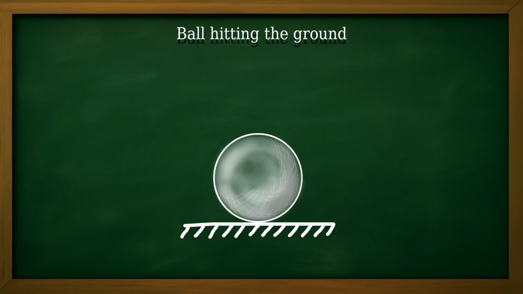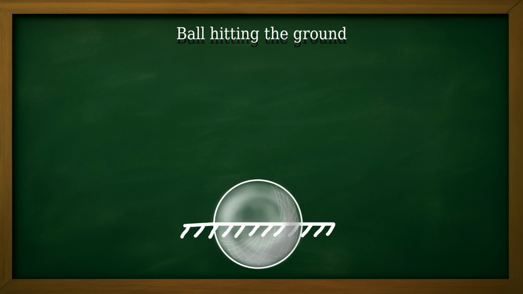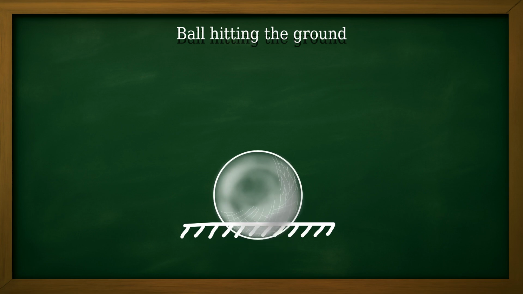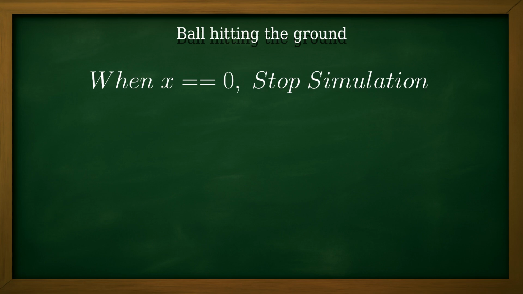But how do we know when our ball will hit the ground? Mathematically, x can take any negative or positive value. But from a physics standpoint, any x value below 0 means that our ball is below ground, which does not make much sense unless our ball made an impact crater on the surface. So let's run the simulation till the value of x becomes 0.